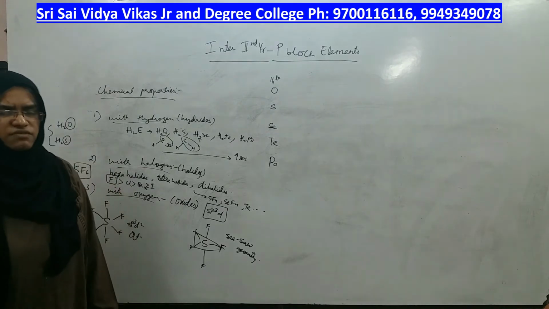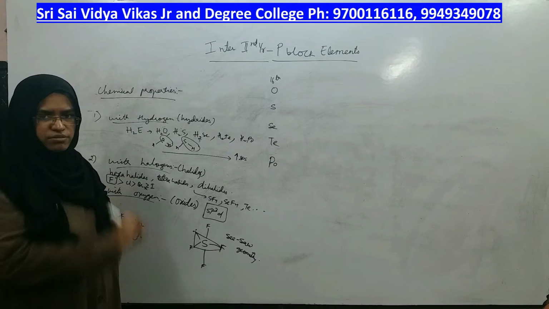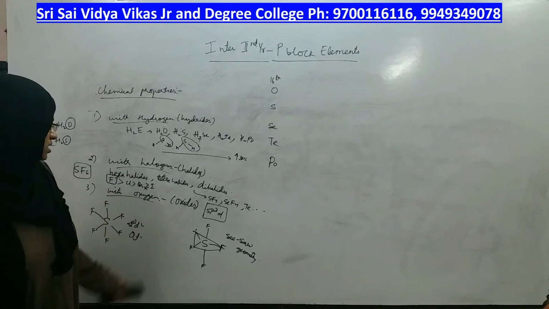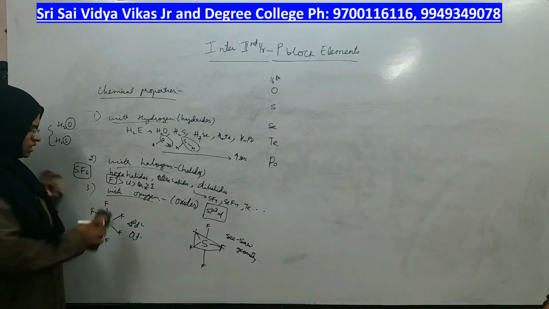Coming to the next, which is dihalide. Dihalide, only sulfur and selenium can form, others cannot form because they are unstable. Okay, now we have finished with halides. What is the next chemical property? It is oxygen.